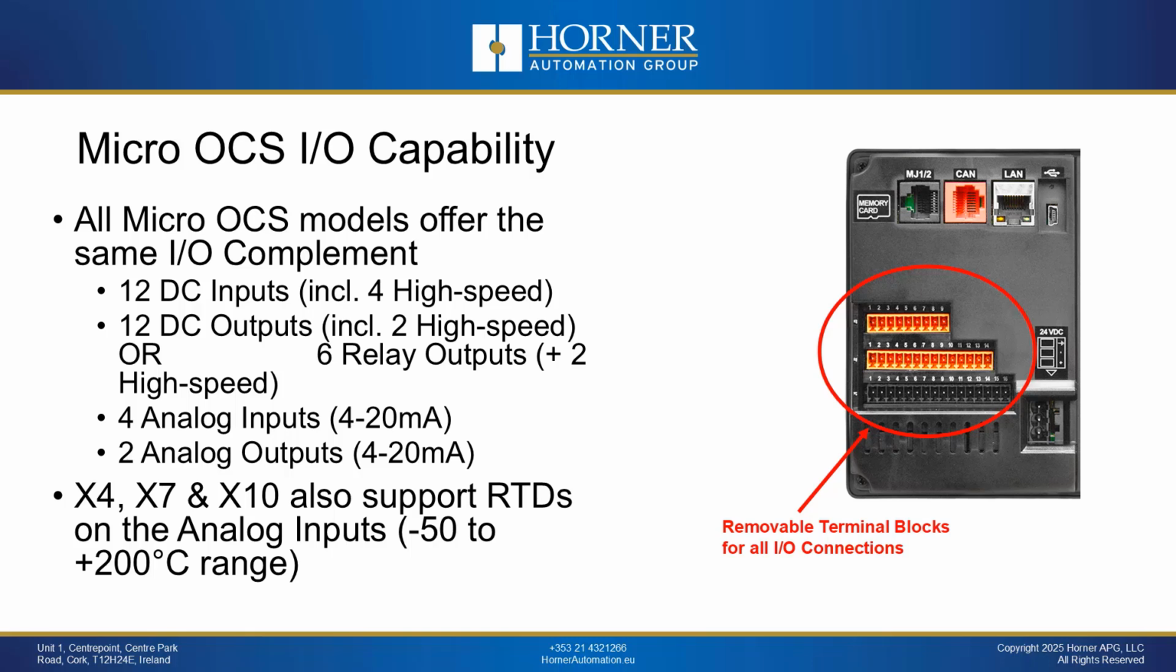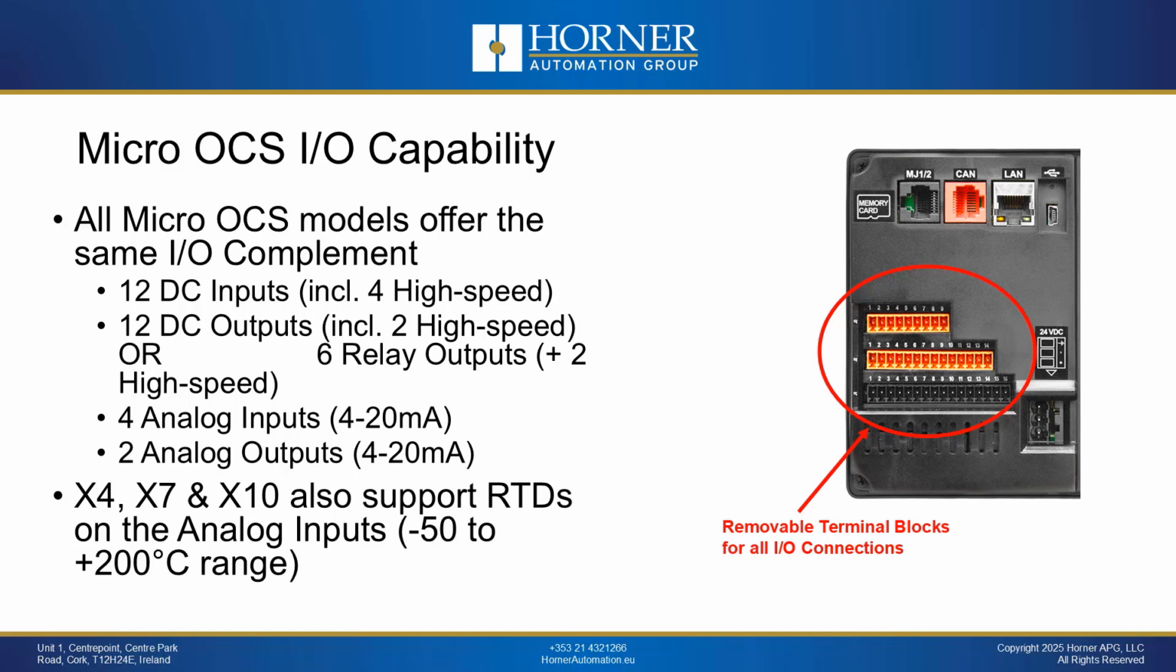For instance, the Model A features 12 solid state DC outputs, which is good for high speed signals like PWM type signals, for instance. And then if you choose the Model R, you will get 6 relay outputs as your primary outputs and 2 lower power, high speed, solid state outputs.